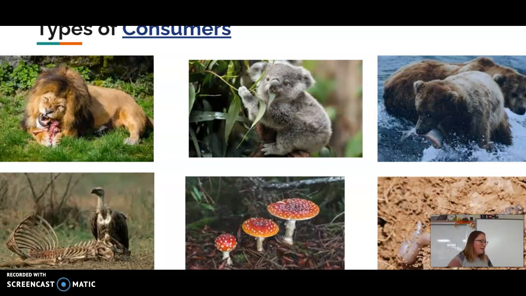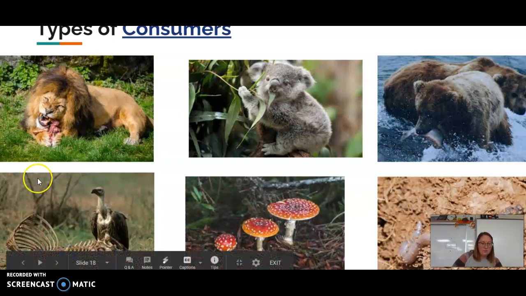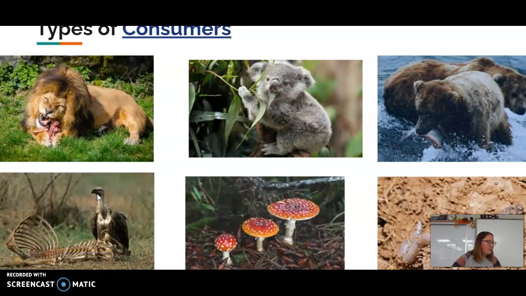The next one we have is omnivores, and omnivores are animals that eat both plants and other animals. For example, humans, bears, and pigs. Now this is a vulture, and our vulture friend here is a scavenger. So a scavenger is an animal that consumes other animals after they're already dead, either by a predator or by other causes. The most common scavenger is a vulture.